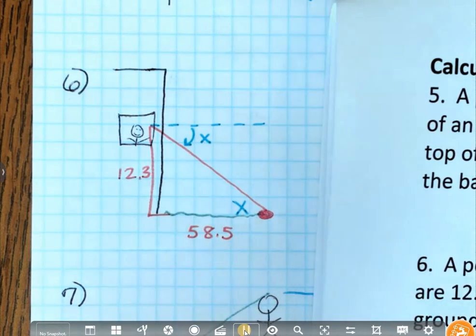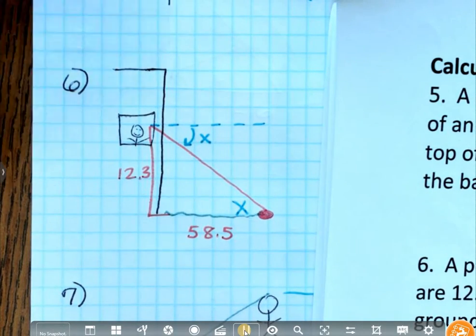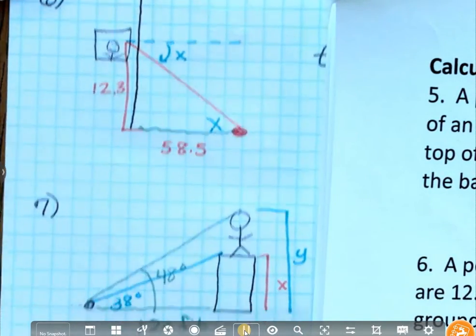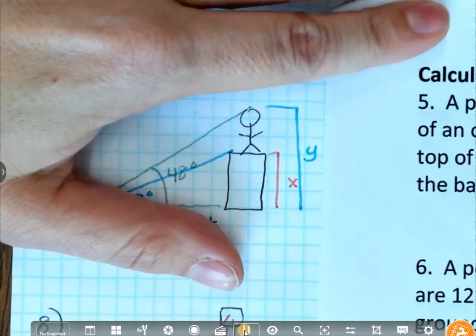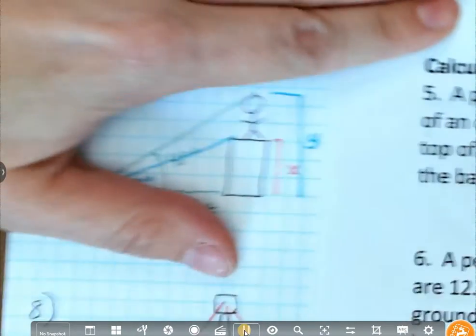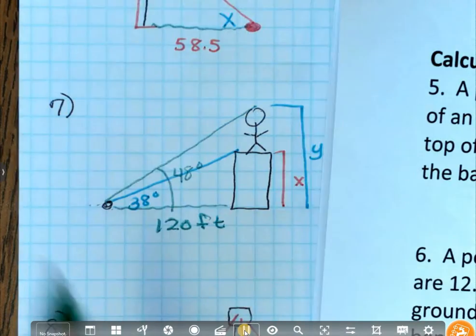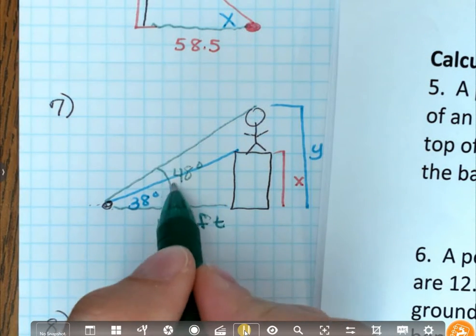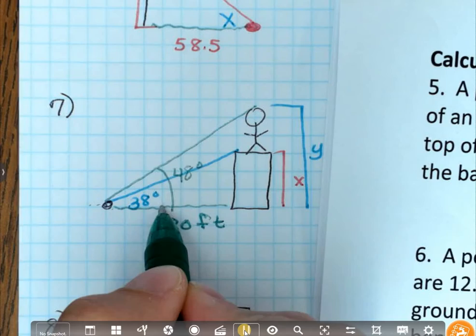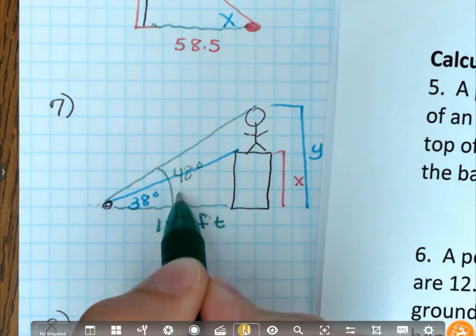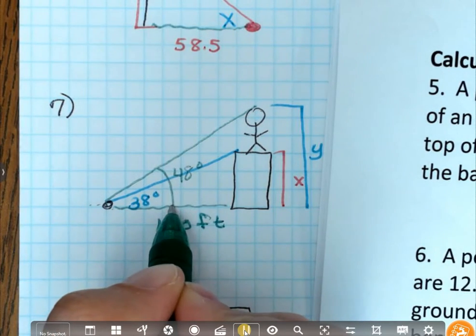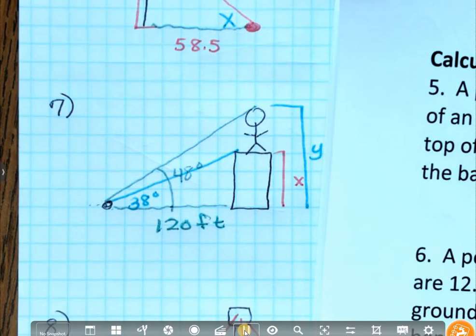Okay, I think that one was probably one of the most straightforward ones. Number 7, this is what you're looking at. I don't care where you put your X or your Y, just the general setup. So the smaller angle is 38 degrees. The larger angle is 48 degrees. You put it the other way around, you're going to have a little bit of issue.